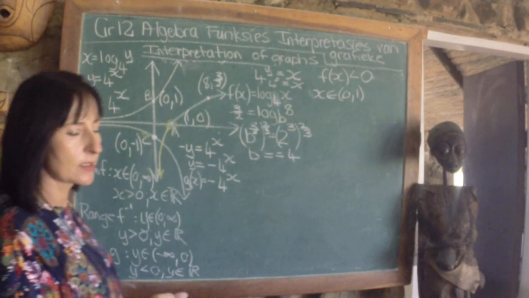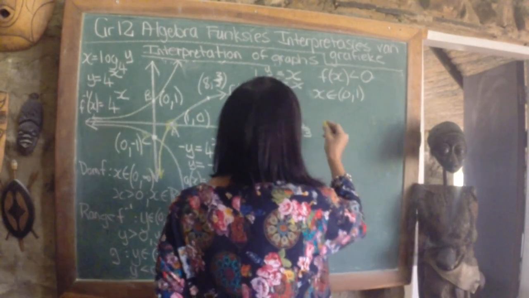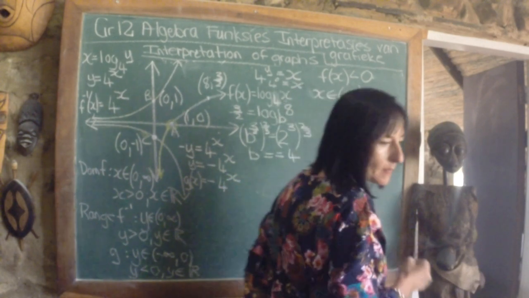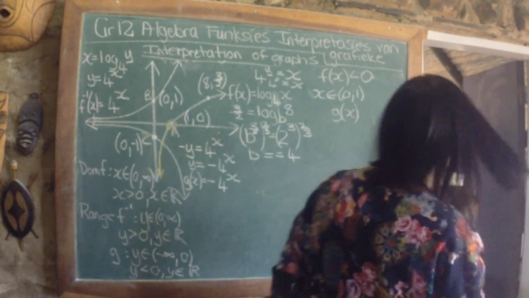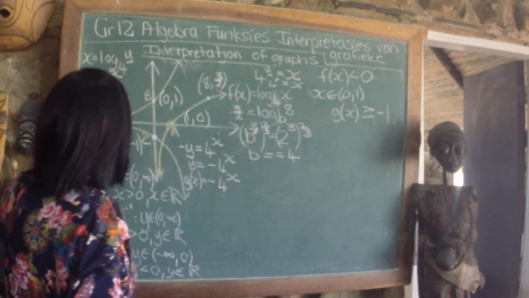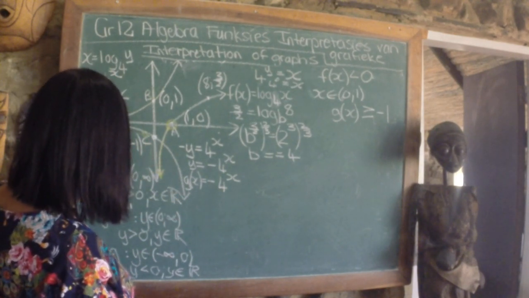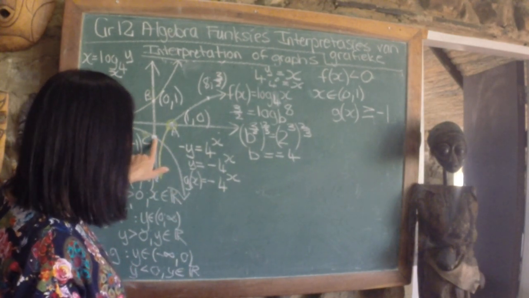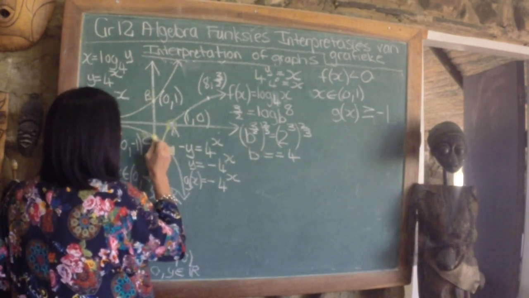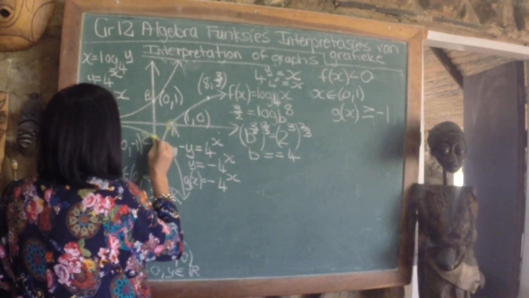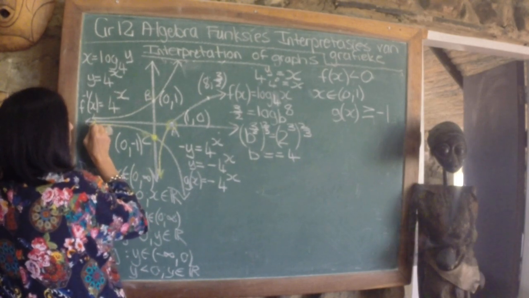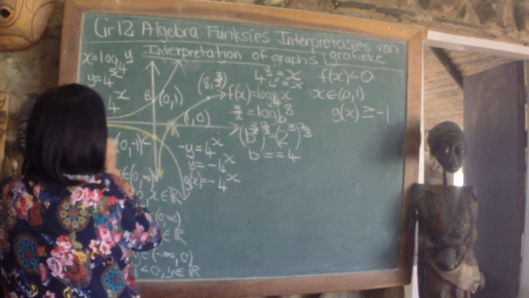Good. Next question. Let's go again to gx. Where's gx? And let's make it greater or equals to minus 1. Gx, hier's gx, daar's minus 1, so waar's hy groter en gelyk aan? Hier's hy gelyk aan minus 1. Waar's hy groter as minus 1? Daar's hy groter as minus 1, daai deel van die prentjie.